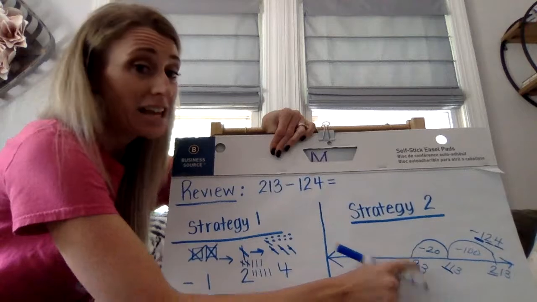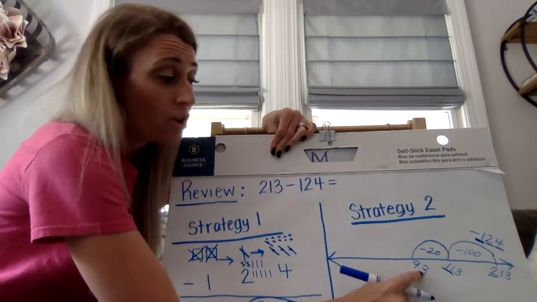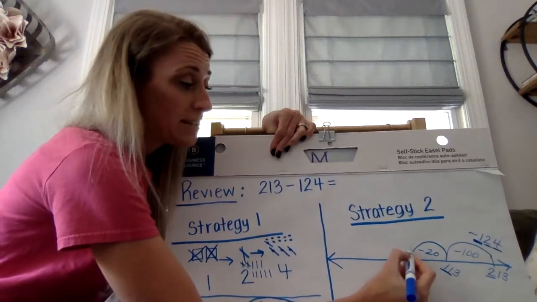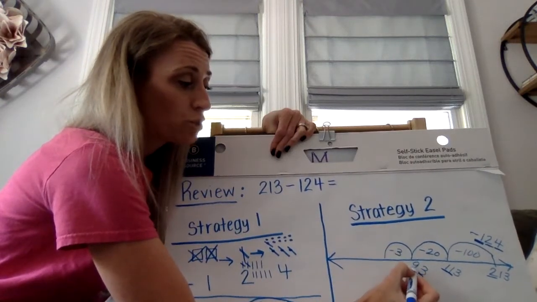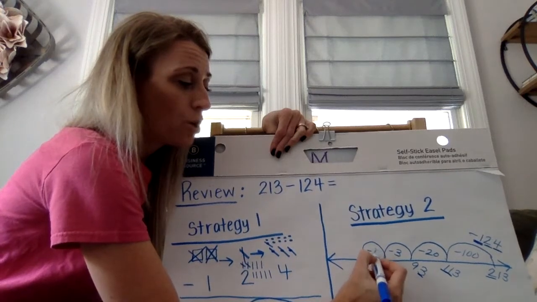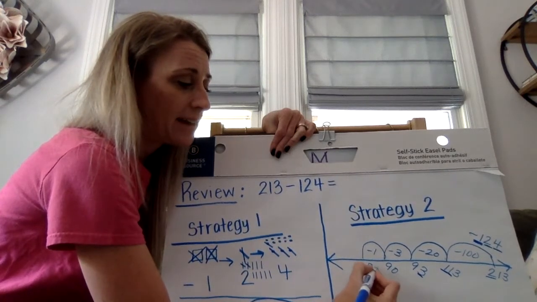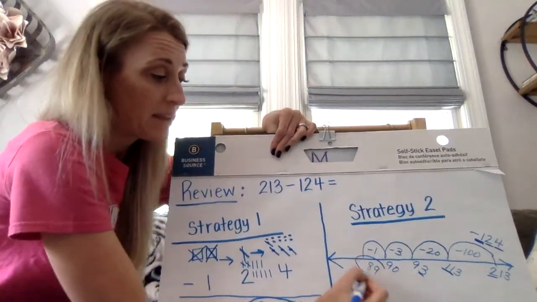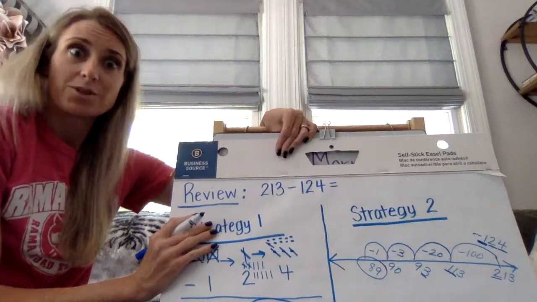Again, can't take 4 away from that, but I know that I can take 3 away, right? So we're going to take away 3, which will put us at 90, and then we just need to take away one more, which will put us at 89. So, did we get the same answer? Yay, I wasn't that tired this morning.